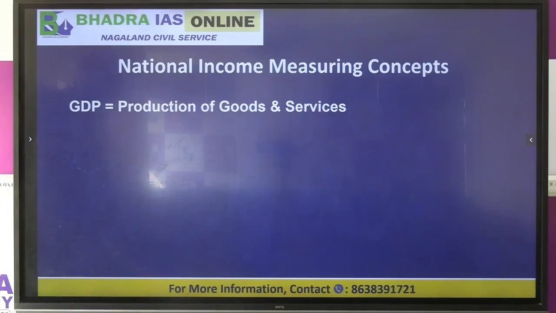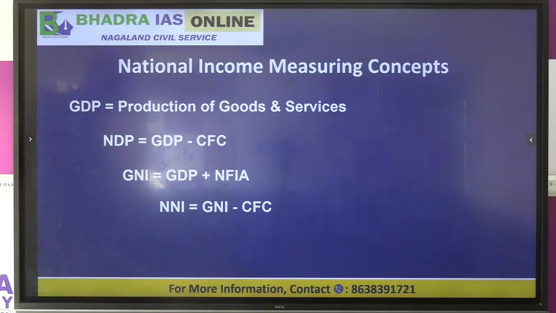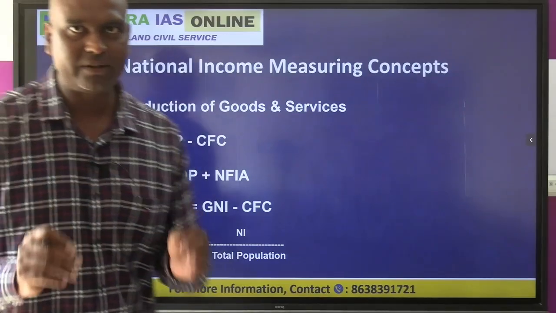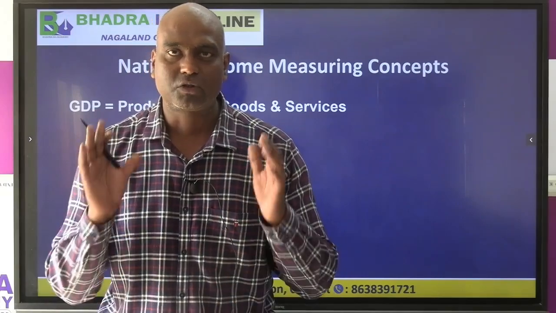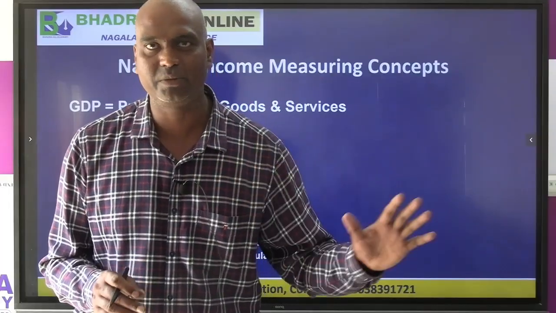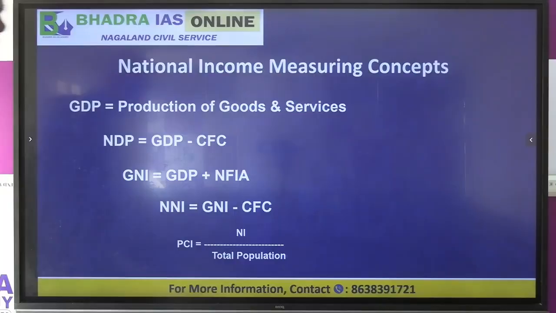So now we are going to look at national income measuring concepts from the exam point of view. These are very important. For example, what do we mean by GDP and what do we mean by NDP? What do we mean by GNI and NNI and per capita income? These concepts today I am going to explain to you. For exam preparation, this kind of conceptual topic you can expect with 100% possibility. Okay, so let us start with the very first concept.